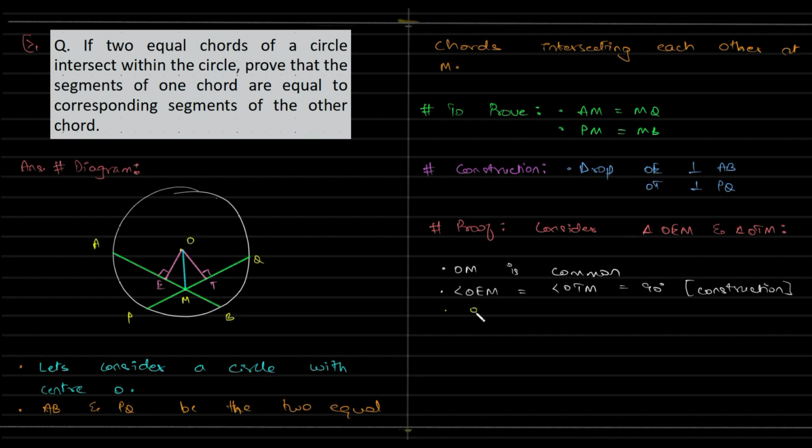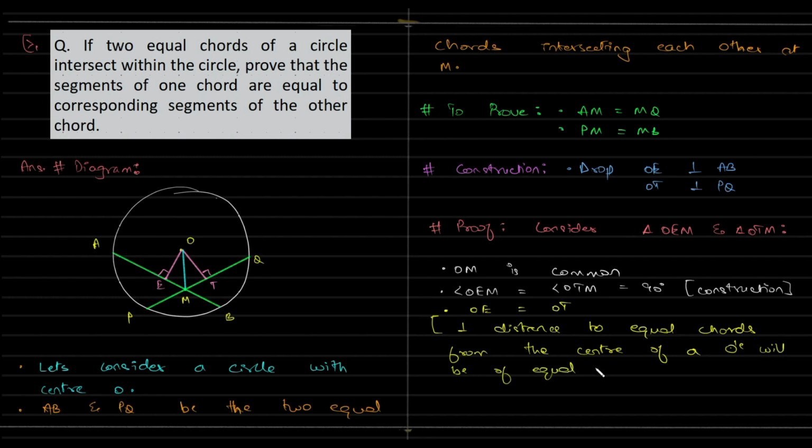Now I'm going to tell OE is equal to OT. Why is that? Perpendicular distance to equal chords from the center of a circle will be of equal lengths. So the theorem tells that OE is equal to OT.